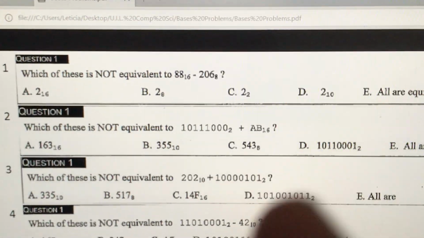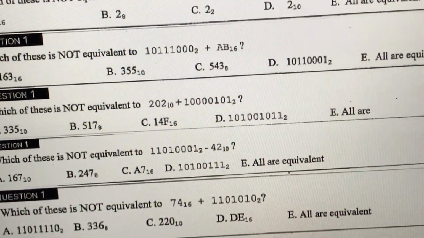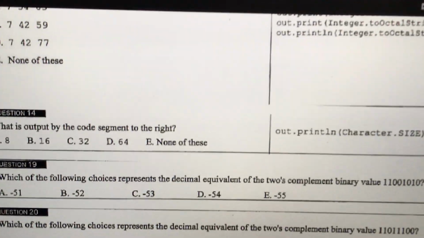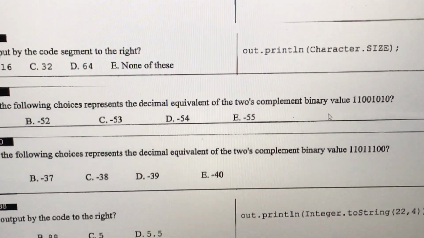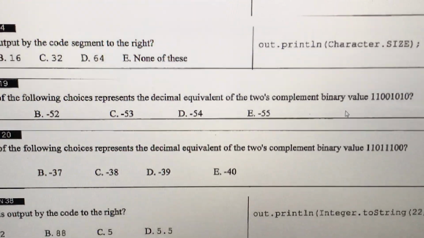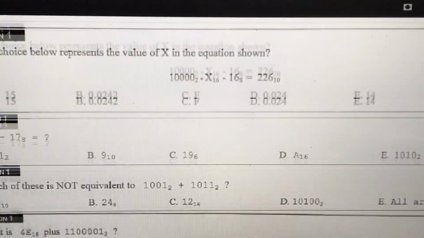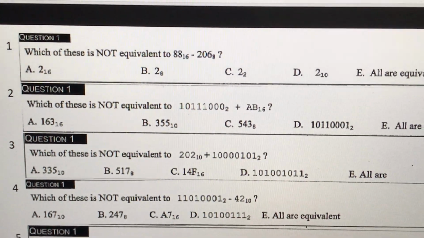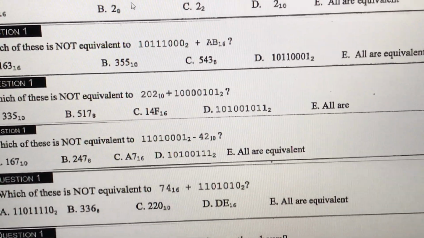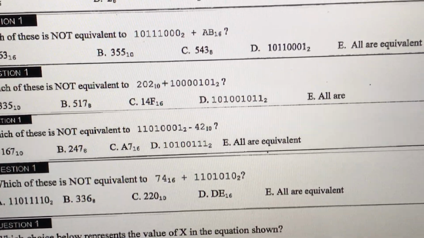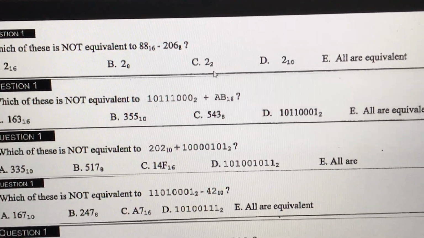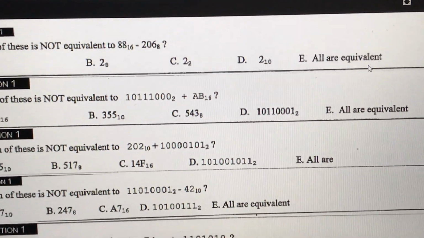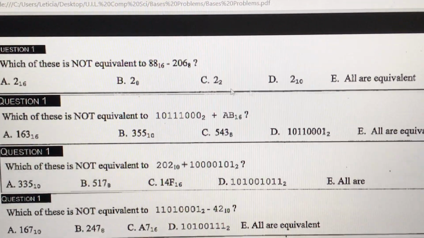Question number 1 in this bases PDF that I made a while back. This is all about bases, but most of it deals with code, as you can see here, or 2's complement, which I will go over in my next video, I think. So in question number 1, it says: which of these is not equivalent to 88 base 16 minus 206 base 8? Now let's look at the answer choices. We have 2 base 16, 2 base 8, 2 base 2, 2 base 10, all the way equivalent. The answer is actually C, 2 base 2.